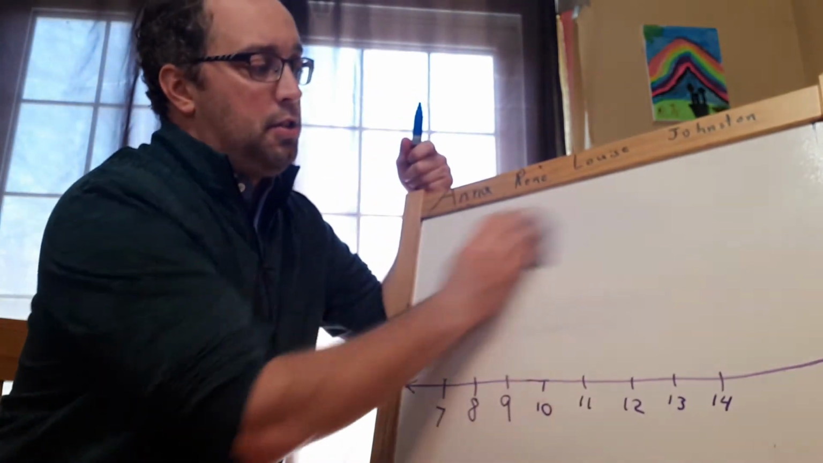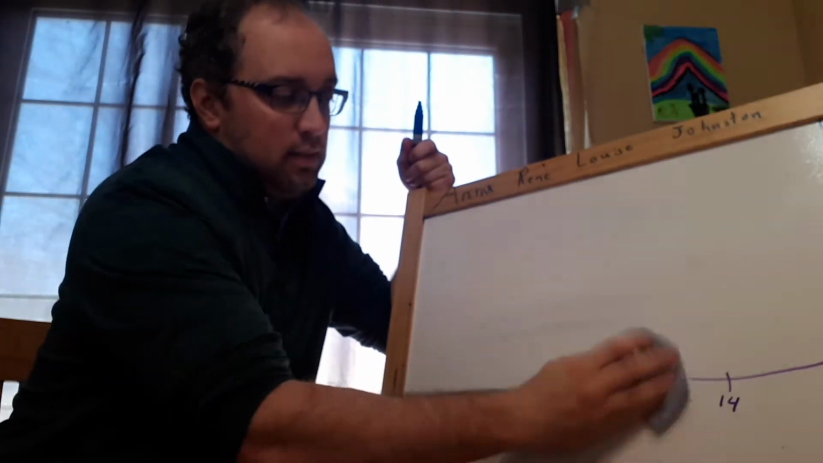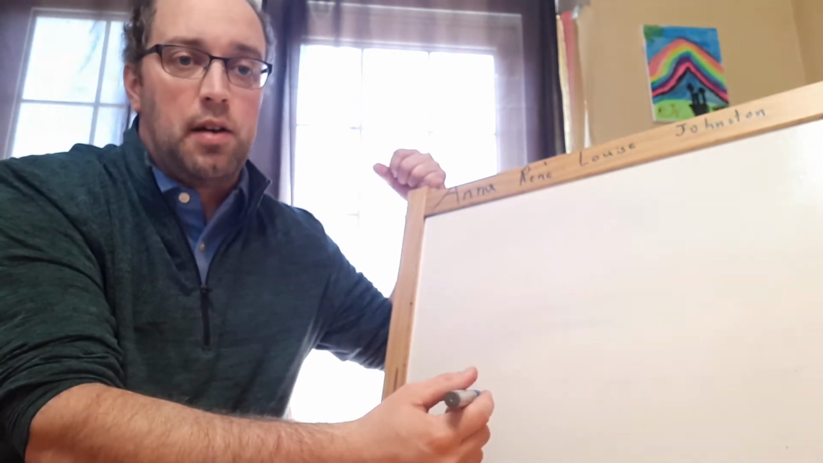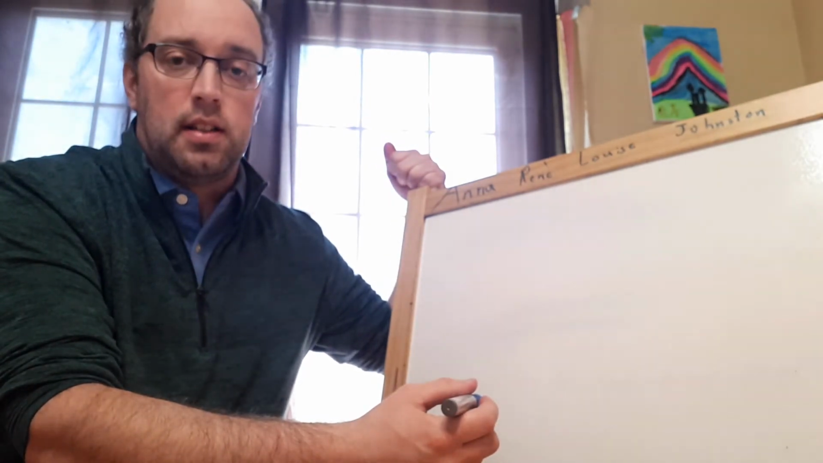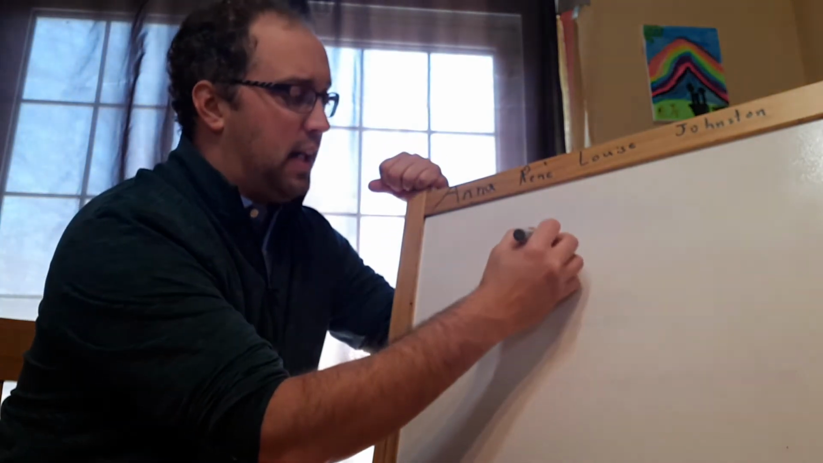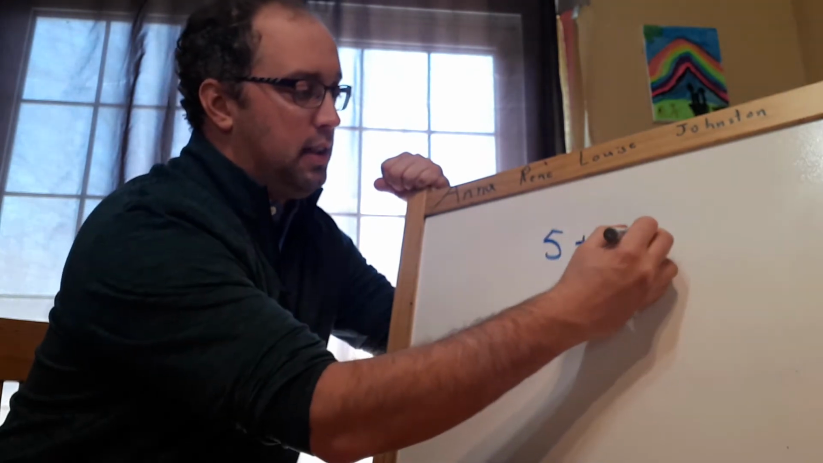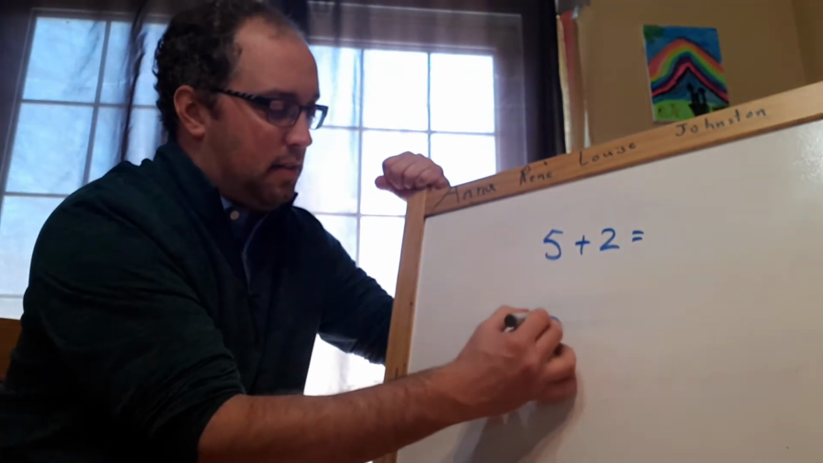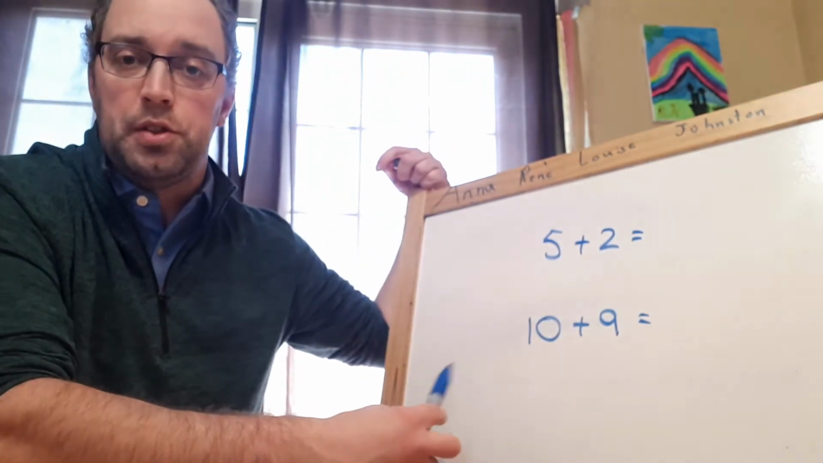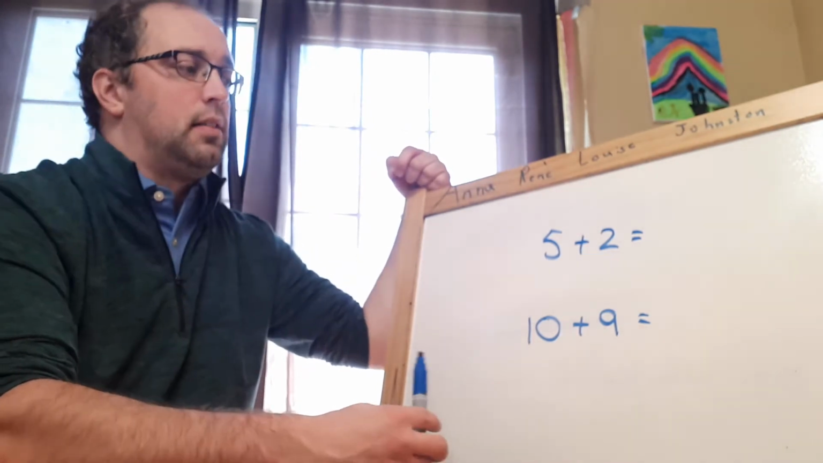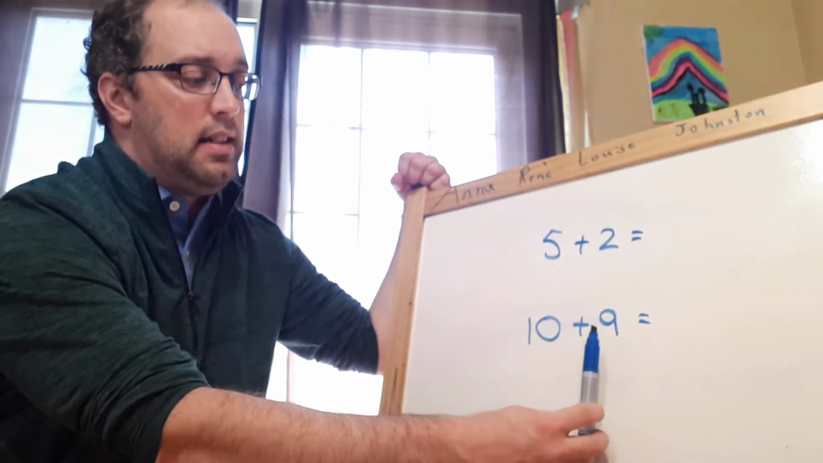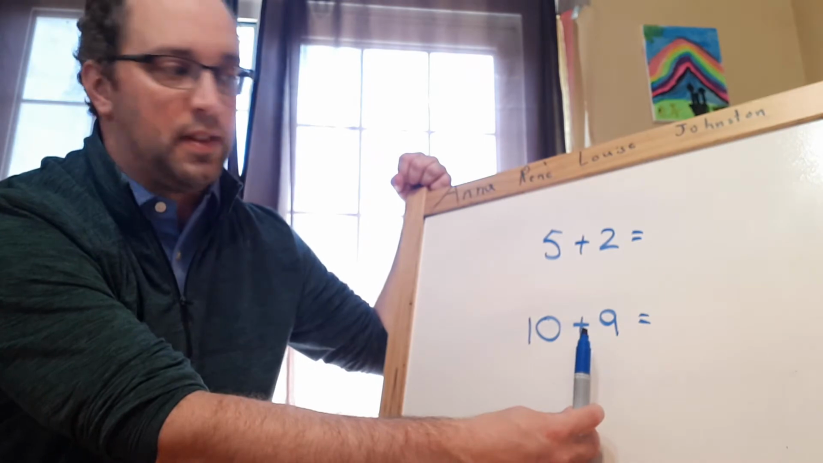All right. So now I'm going to show you 2 questions, and I want you to tell me which one you would use count on for, or which one you would use count back for. So if I have 5 plus 2 equals something, and I had 10 plus 9 equals something, which one of these would you use count on for? Well, I'm able to count on 2 in my head, so I'm using it for this one. I can figure this one out in my head, but I'm not using count on for that.